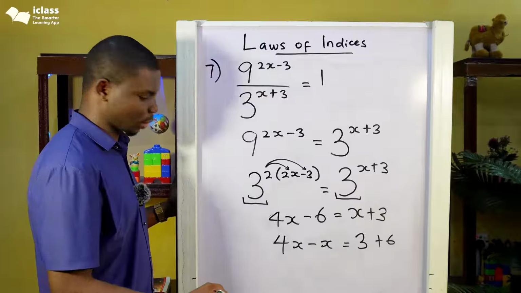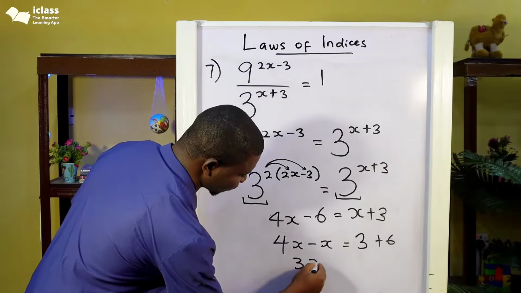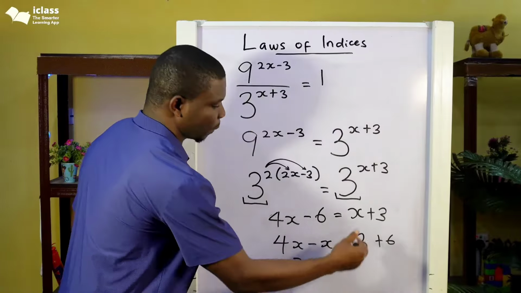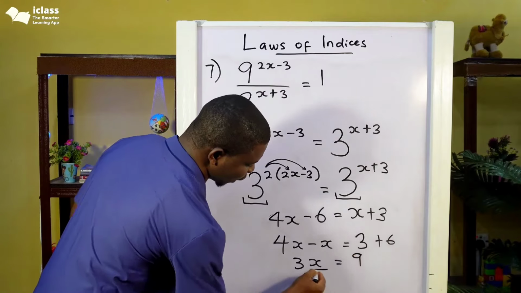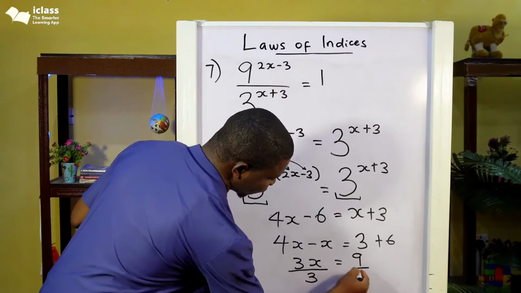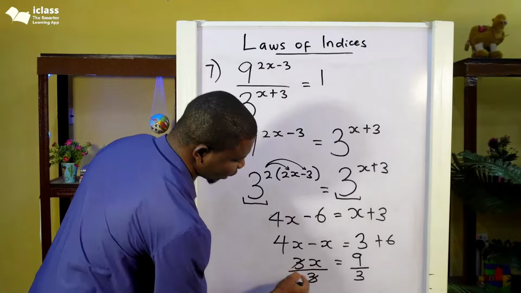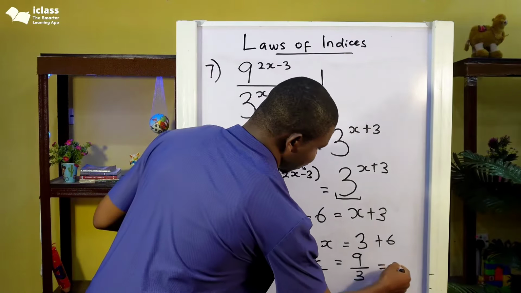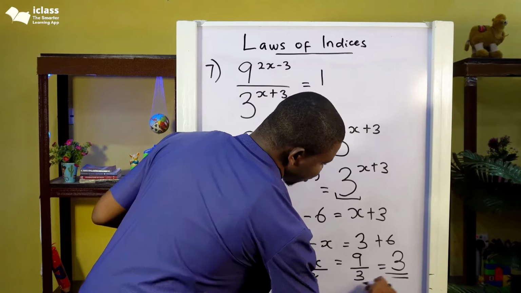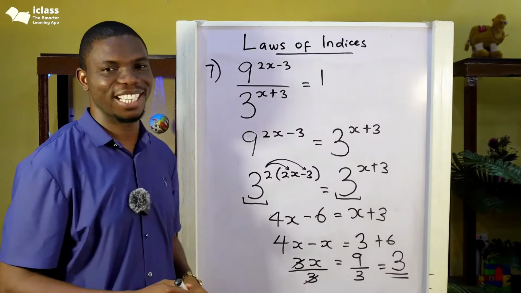4x minus x is what? Is 3x. This is equal to 3 plus 6, which is 9. So to get x, I'll divide both sides by 3. So x is equal to 9 divided by 3, which is equal to 3. So our answer is 3. I hope you got this.